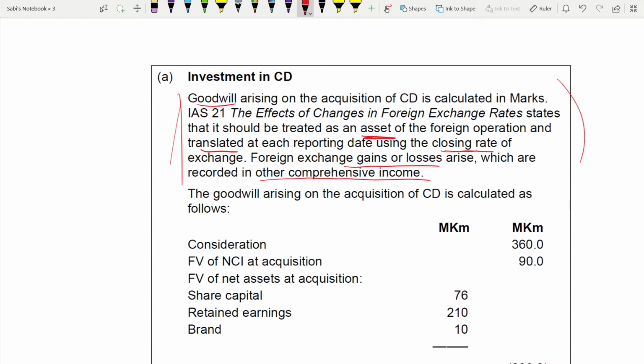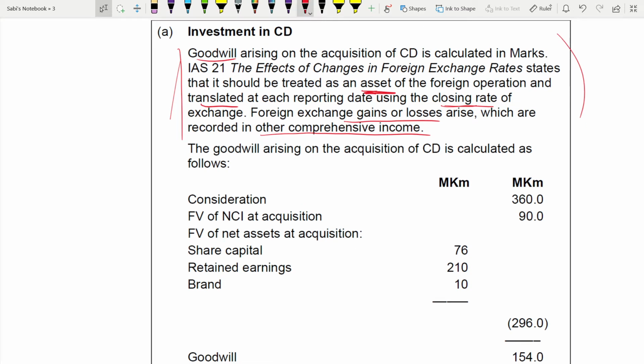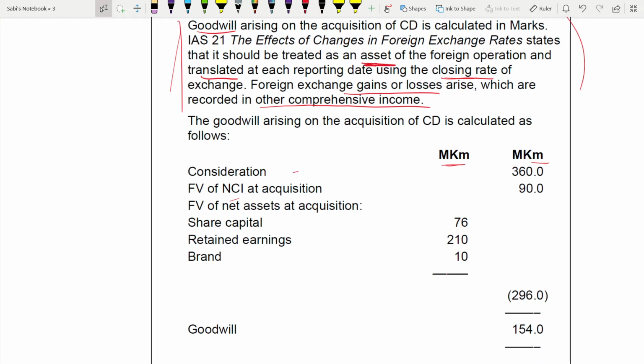Then you start calculating. Make two columns like this, in MK million. First in MK. Don't directly start translating one by one into dollar, for example, take consideration and convert to dollar, take NCI and convert to dollar. It's not like that. First find one goodwill in their currency, MK. Then that one goodwill you will translate using the closing rate, not item by item. This makes your work easier also. Remember how many times you have to translate, and each thing might be translated in different ways, so it becomes very confusing.